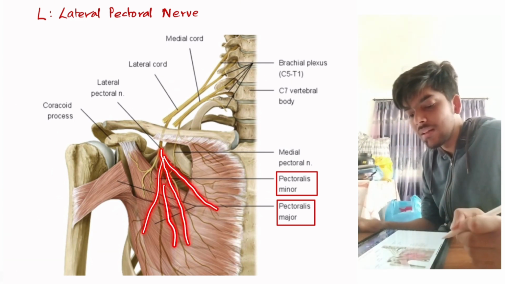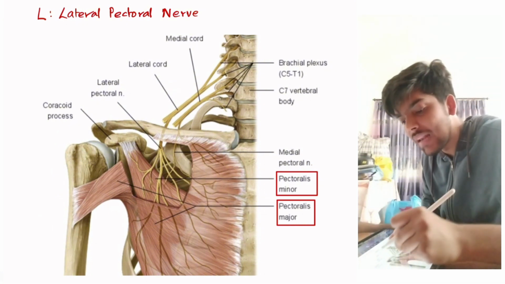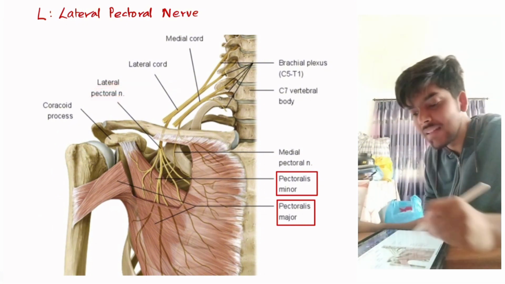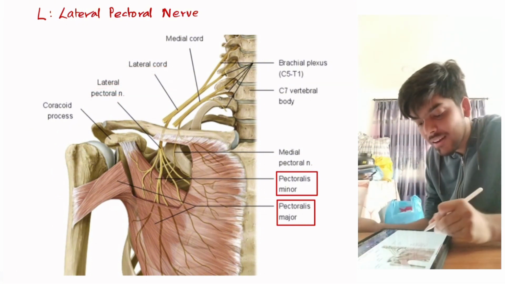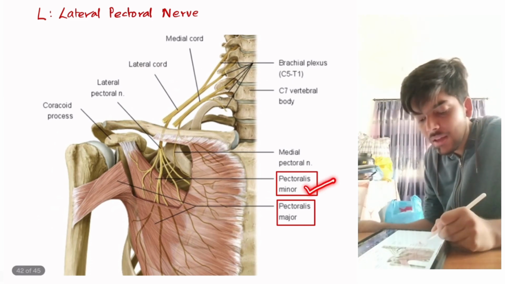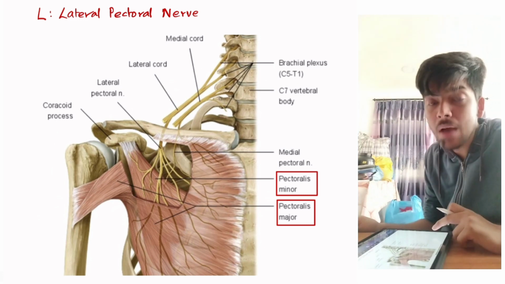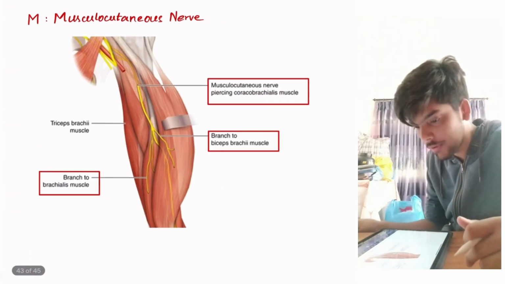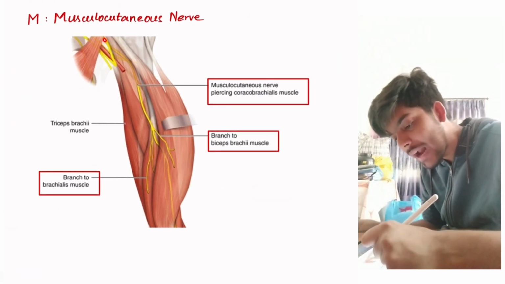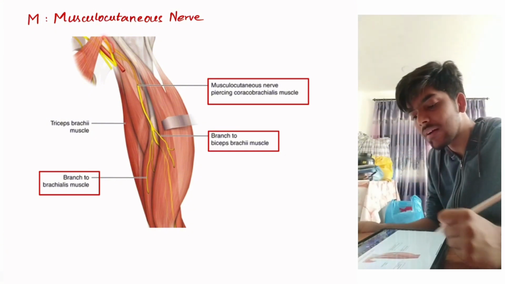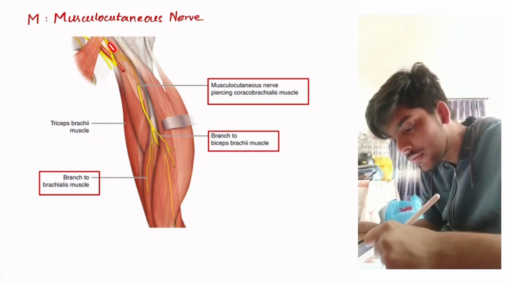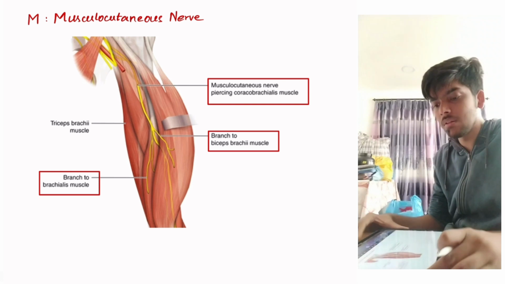So the muscles supplied by the lateral pectoral nerve arising from the lateral chord are the pectoralis minor muscle and the pectoralis major muscle. For M, we have the musculocutaneous nerve. Here's your lateral chord. From the lateral chord arises a branch which pierces through a muscle.